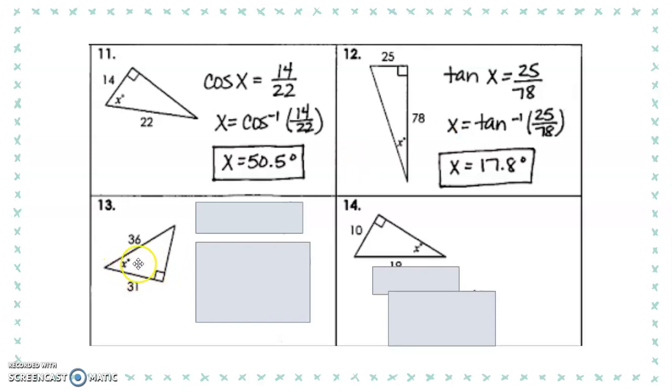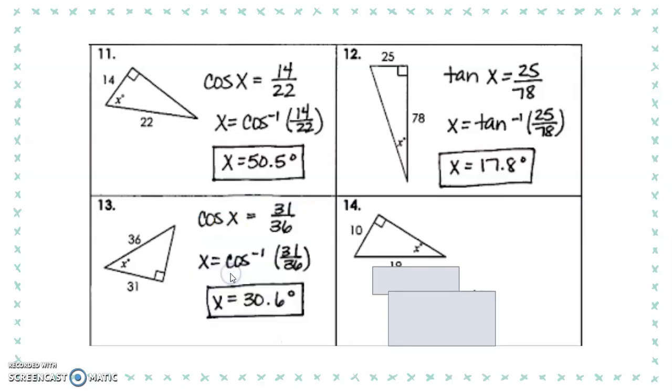For 13, looking at x, 31 is my adjacent side, 36 is my hypotenuse. Adjacent and hypotenuse go with cosine. When I solve, I'm using the inverse.